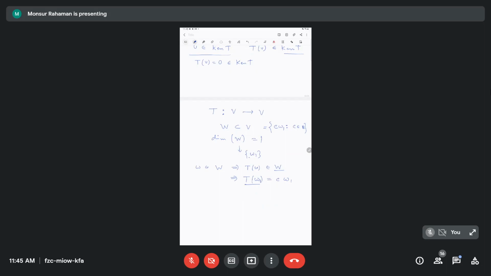So this is an eigenvector, because the definition of an eigenvector is this: if you send that vector through T and it is a constant multiplication of that same vector, then we call it an eigenvector, and this constant is the corresponding eigenvalue. Okay.